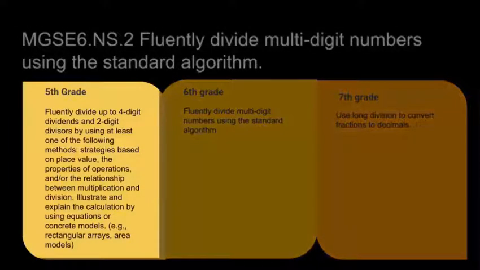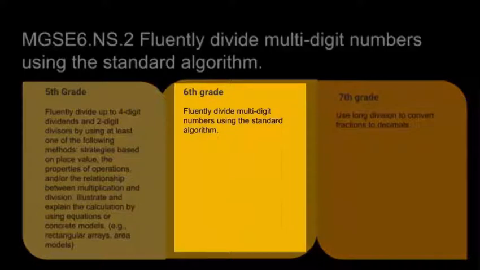In 5th grade, students fluently divide up to 4-digit dividends and 2-digit divisors by using at least one of the following methods: strategies based on place value, the properties of operations, and/or the relationship between multiplication and division. Students illustrate and explain the calculation by using equations or concrete materials such as rectangular arrays and area models.